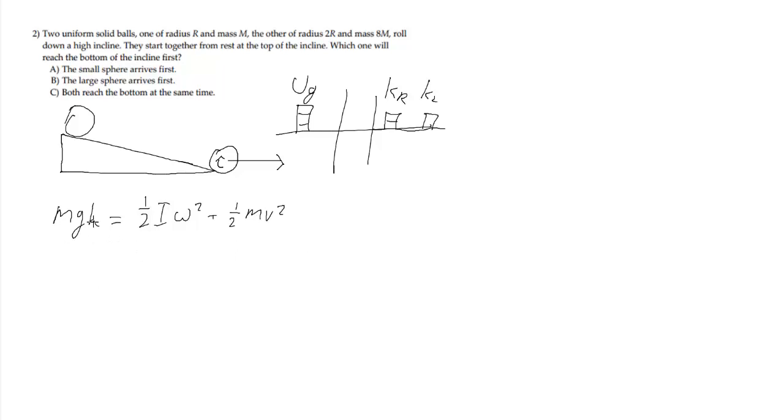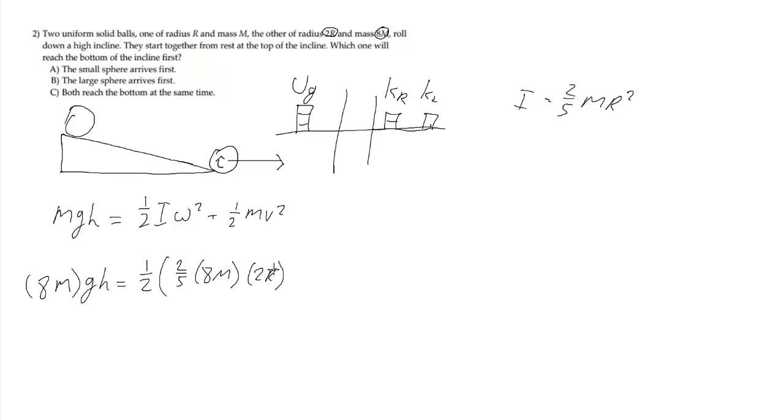So for the first one, let's take the one that is the 2r and 8m. So for 2r and 8m, the m is now going to be 8m here, gh, which is the same for both, and that's equal to 1/2 I omega squared. I, for a solid sphere, which is what these solid balls are, is 2/5 mr squared. In a real test, I would give you this in the problem. Because this is a practice, you have the opportunity to look it up yourself. So this 1/2 times 2/5 m, which is 8m, and r, which is 2r. Remember, the coefficient in front of the r goes inside the parentheses. This whole thing is squared.